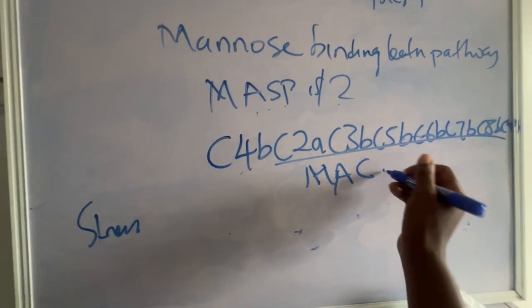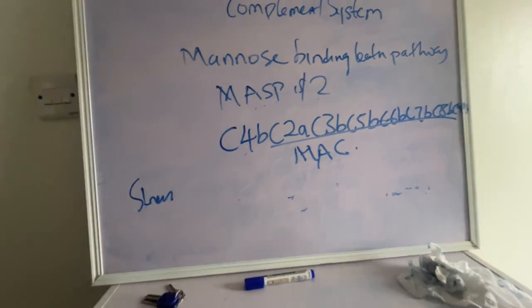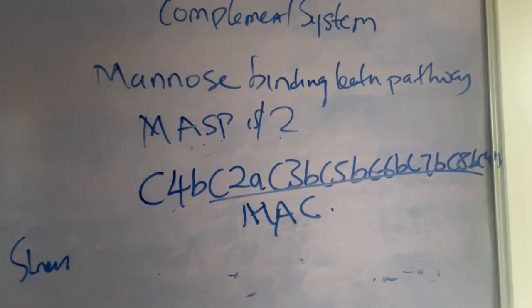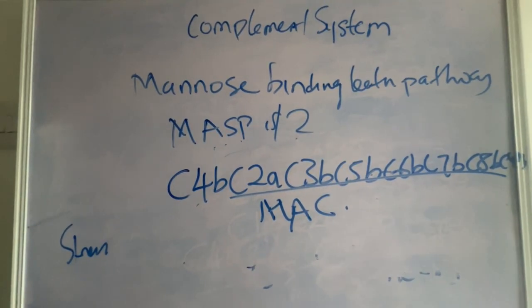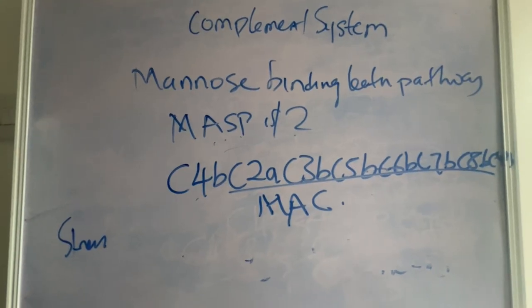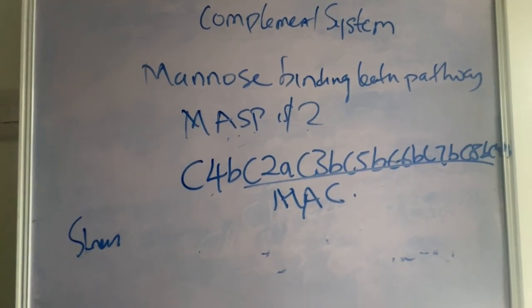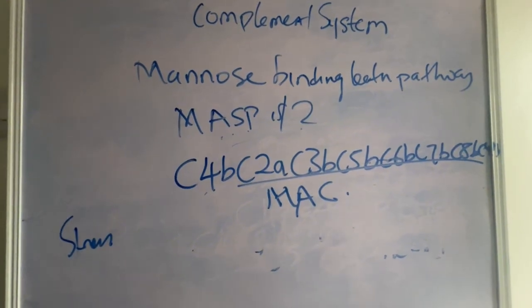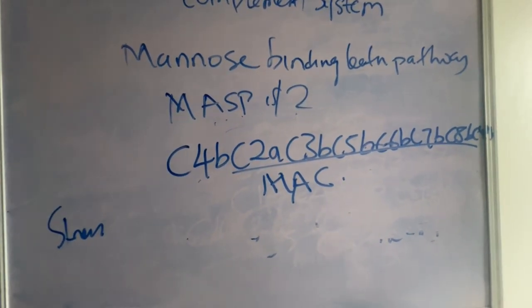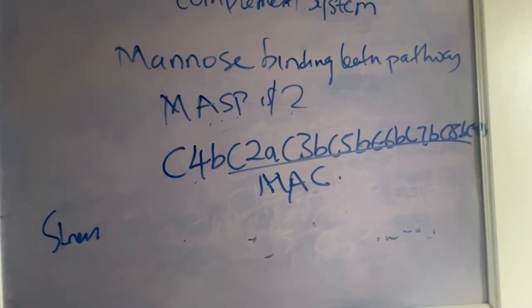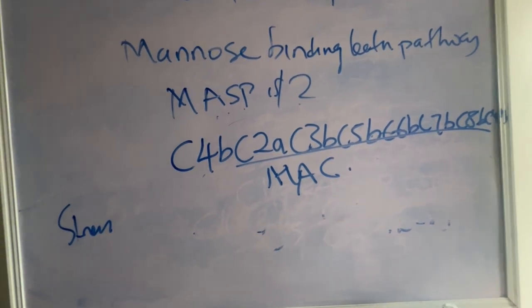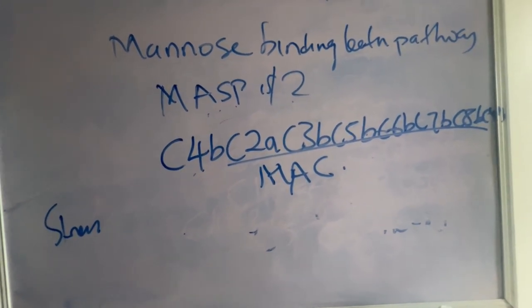The function is to puncture holes in the cell membrane of the pathogen and lead to the lysis of the cell. So you just understand the principle. The Mannose-Binding Lectin binds to mannose on the surface of the bacterial cell, which activates the mannose-associated serine protease that cleaves C4 and C2 into C4a and b, C2a and b, which leads to the production of the C3 convertase. And at that point, all the pathways converge.